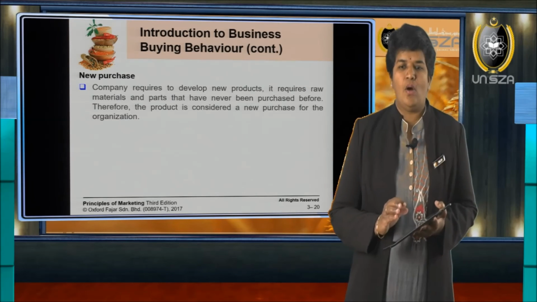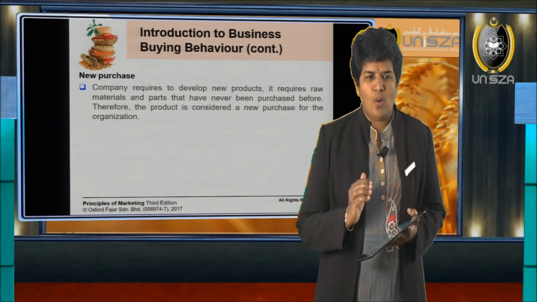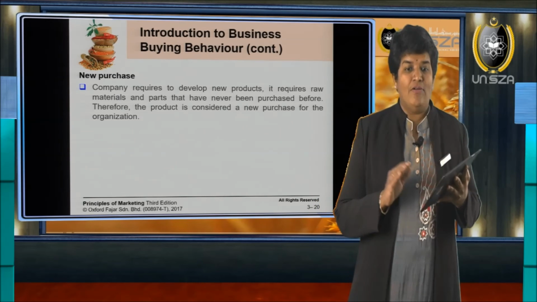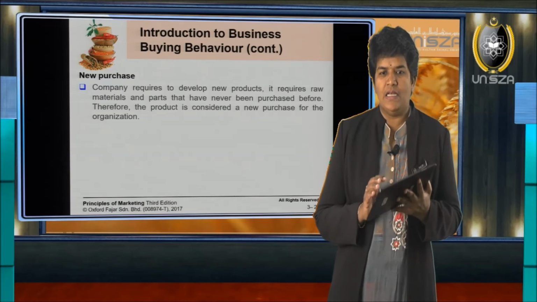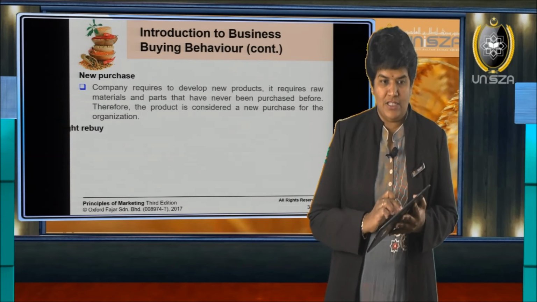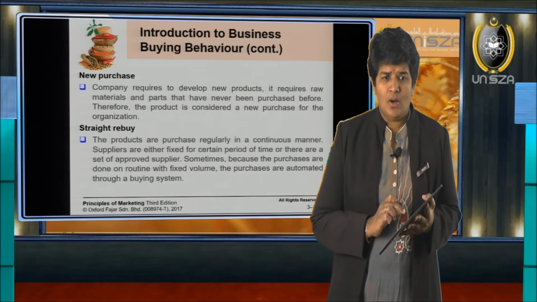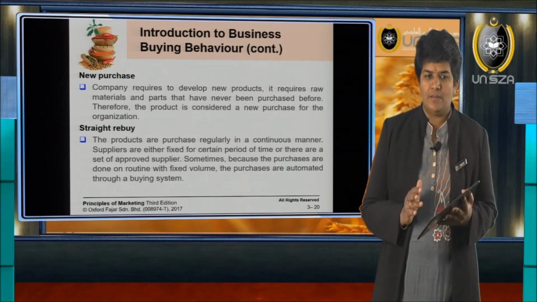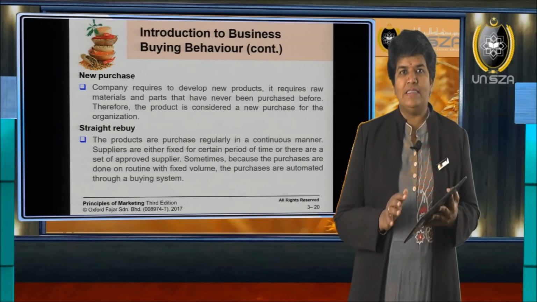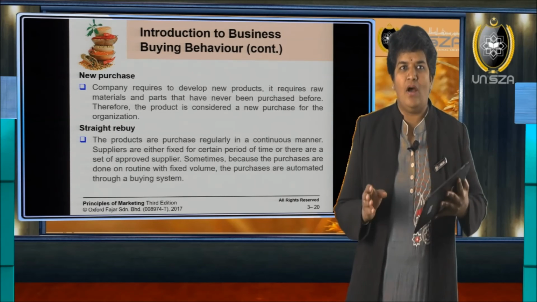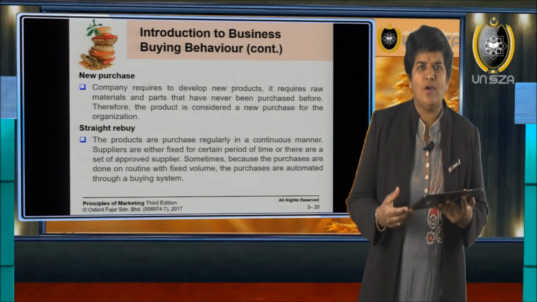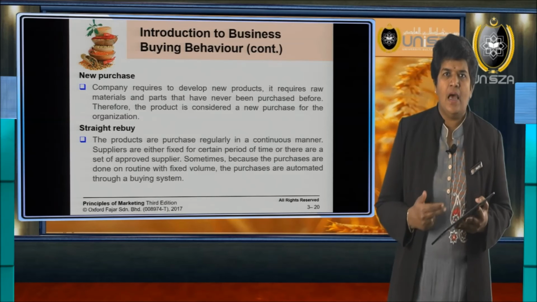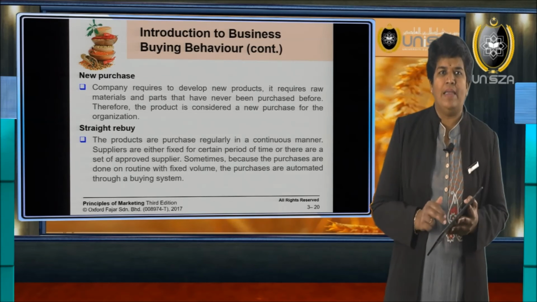What is called a new purchase? The company is required to develop a new product. It requires new materials and parts that have never been purchased before. Therefore, the product is considered a new purchase for the organization. Straight rebuy means the products are purchased regularly in a continuous manner. Suppliers are either fixed for a certain period of time, or there is a set of approved suppliers. Sometimes because the purchases are done on routine with fixed volume, the purchases are automated through a buying system.